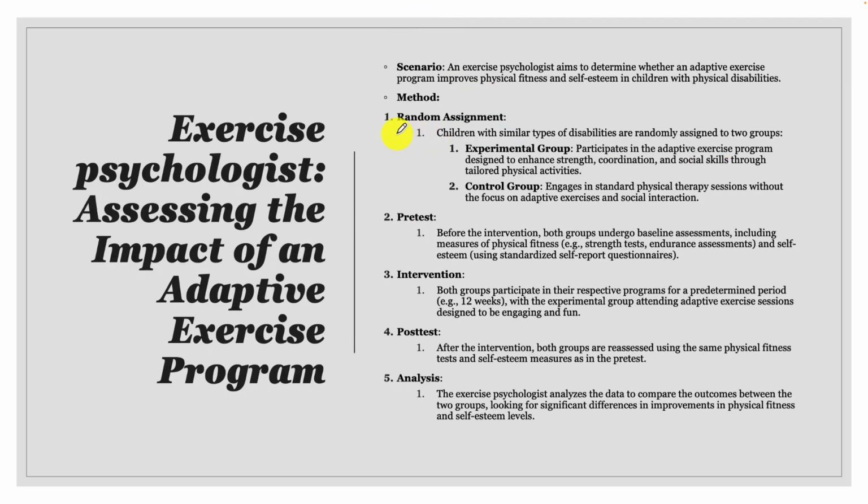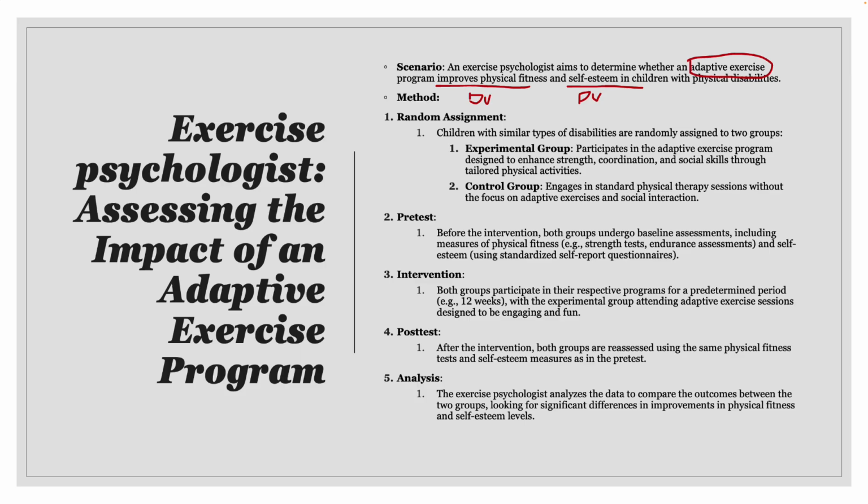And then the last one here I have is for my exercise psychologist. An exercise psychologist aims to determine whether an adaptive exercise program improves physical fitness levels and self-esteem in children with disabilities. What makes this so interesting is I have this new independent variable, and that independent variable is going to look at, does it improve physical fitness and self-esteem? So now I have two dependent variables, right? They're dependent on this adaptive exercise, right?